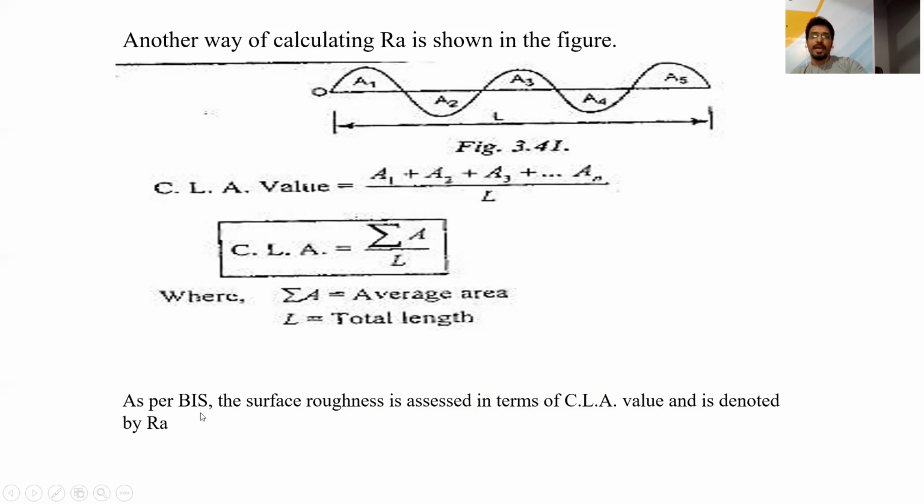According to the BIS standard, that is the Bureau of Indian Standards, surface roughness is assessed in terms of the CLA value and is denoted by RA. The symbol of the center line average method is RA. Is it clear?